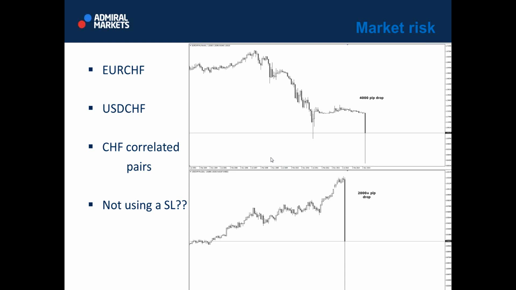And yes, that is why I'm talking today about market risk. This is market risk. Okay? And indeed, hats off to Admiral Markets for having enough liquidity.